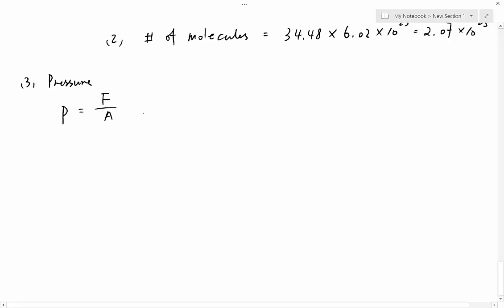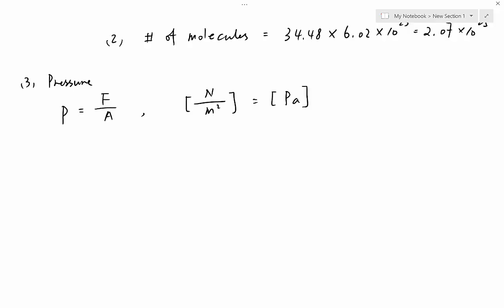Now what is the unit for pressure? From the definition, what is the unit for force? It's Newton. And what is the unit for area? Meter squared. So Newton divided by meter squared. That is the unit, and it's equivalent to Pascal. So Pascal is the SI unit for pressure. It is equivalent to Newton divided by meter squared.